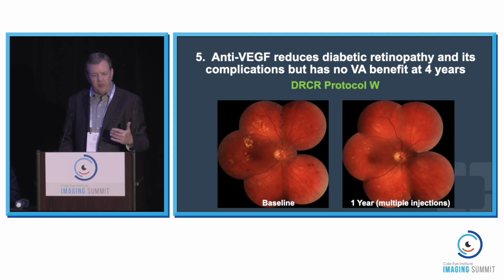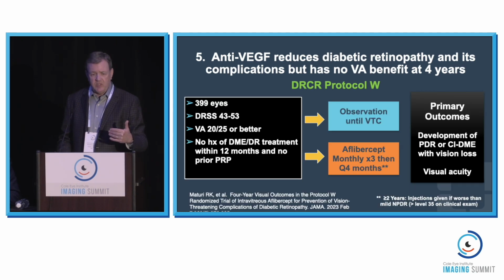So number 5 was Protocol W, which looked at the anti-VEGF effects on diabetic retinopathy and its complications. You recall Panorama showed very nicely that there was a reduction in vision-threatening complications, and indeed there was. And in the 2-year results for Protocol W, we showed the same thing. 399 eyes, patients treated with aflibercept monthly times 3, then every 4 months versus observation. Primary outcomes: development of PDR or center-involved diabetic macular edema with vision loss.